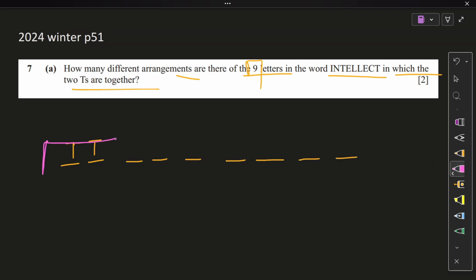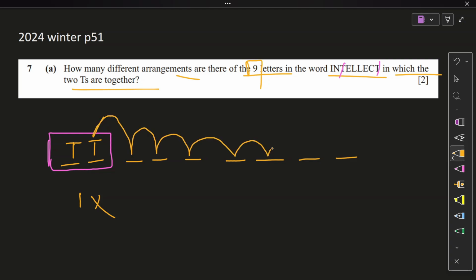Anything we need together, we box it up. Please do your work neatly, it's important. The two T's are gone, so that leaves us with 9 minus 2 is 7. 7 letters remain outside. Now, so how do we do it? Well, after boxing it up inside the box, we have 1. Why? Because they repeat, so that's just going to cancel out. Then 1, 2, 3, 4, 5, 6, 7, 8. That's going to be 8 factorial for outside the box.